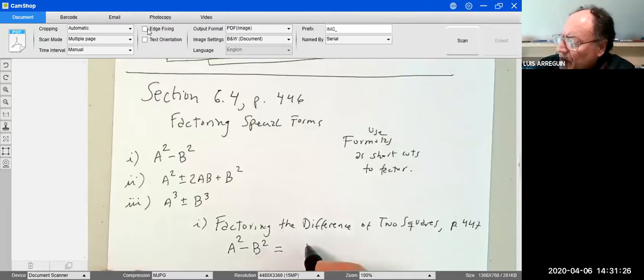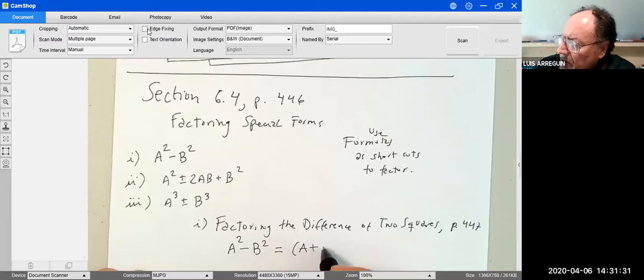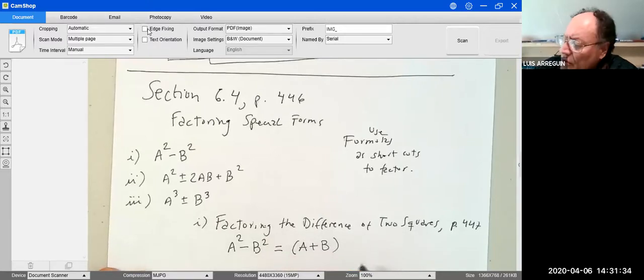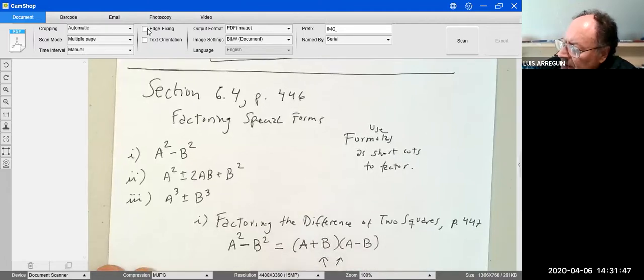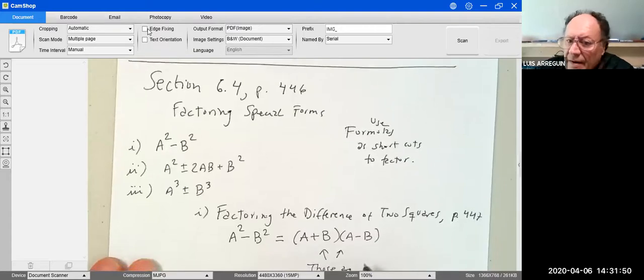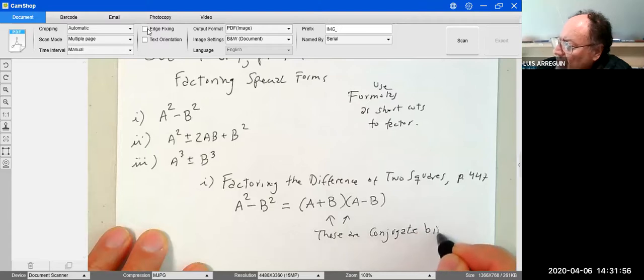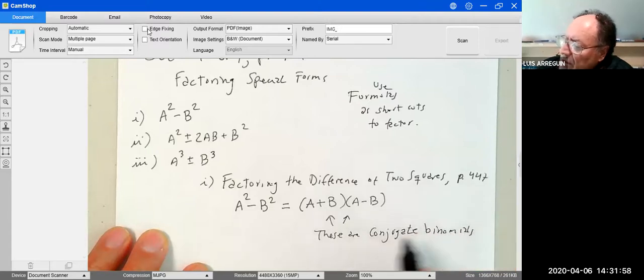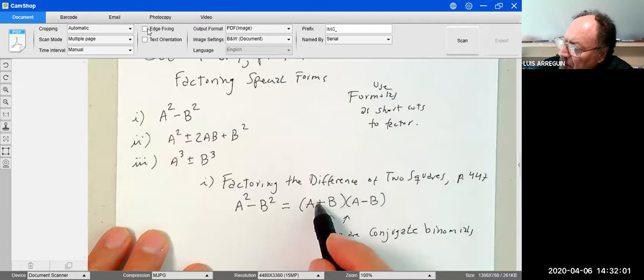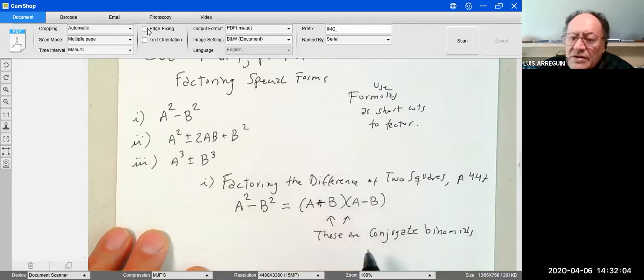So what is the formula? You're going to have the product of two conjugates. So a plus b is a binomial. When you have a binomial where the first and the last term are the same and you switch the middle sign, then this is the conjugate. So these are conjugate binomials, because the only difference is the sign in the middle.